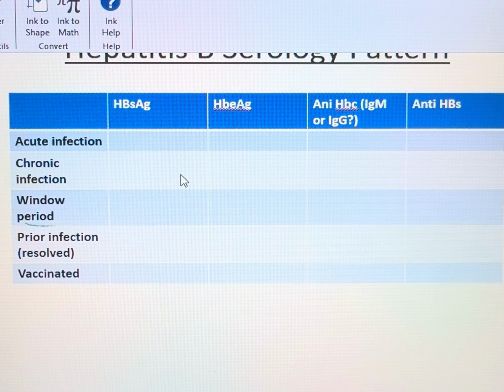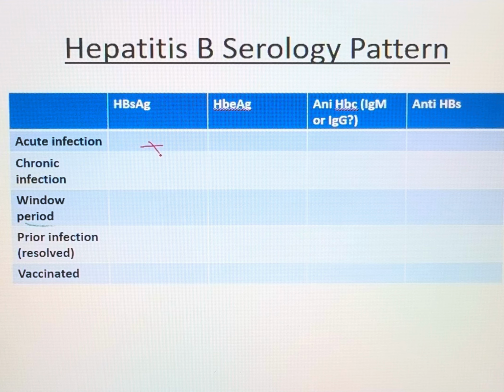Now, we said that first of all, we will do hepatitis B surface antigen. If this is positive, it means that there is obviously an infection going on. So now, first about acute infection. If this is positive, this means there is an infection going on. We want to know whether it's acute. Acute, we said IgM indicates that. IgM means that it is an acute infection.